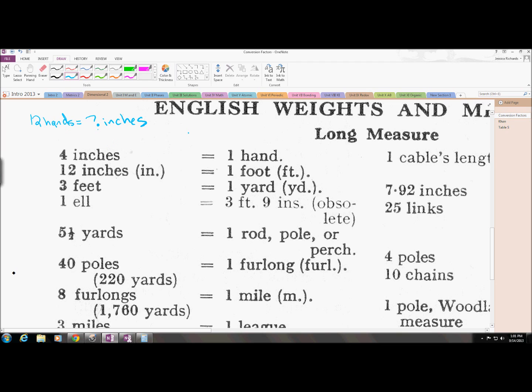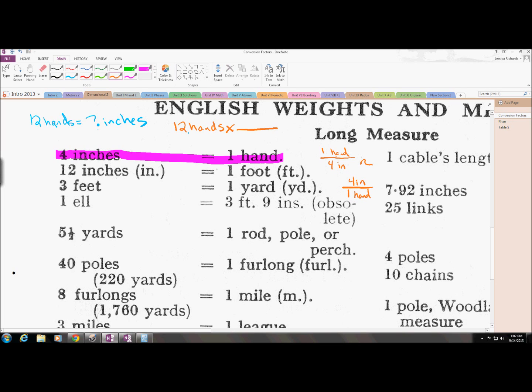So we have hands and we have this factor. We know that there's 4 inches in every one hand. So our starting point is the 12 hands. We're going to make a conversion factor. We want the hands to cancel. So when we make our factor, we have 2 choices. We can put the 1 hand on the top per every 4 inches, or we can say there are 4 inches per every 1 hand.